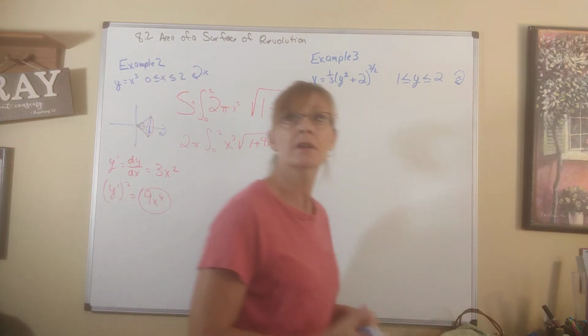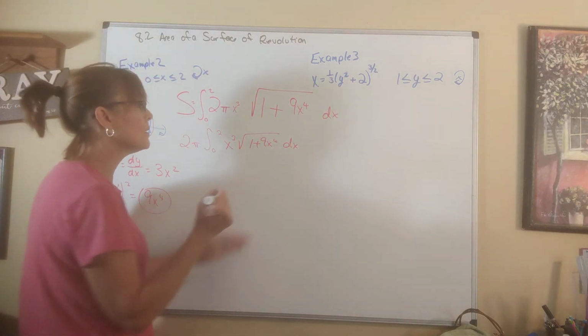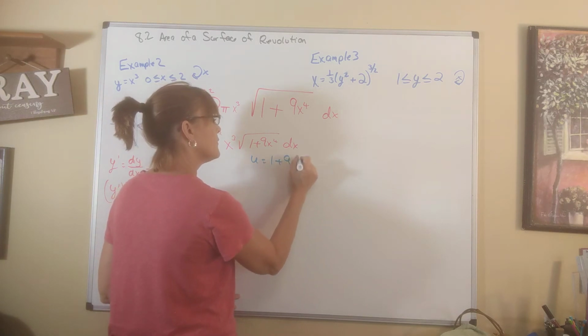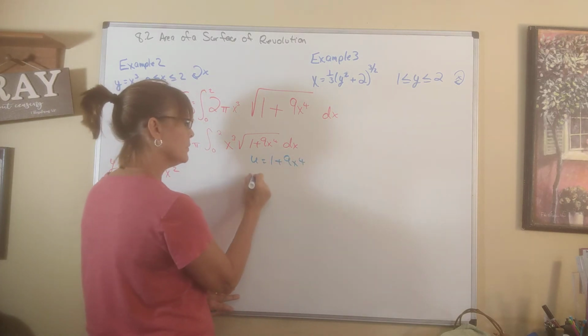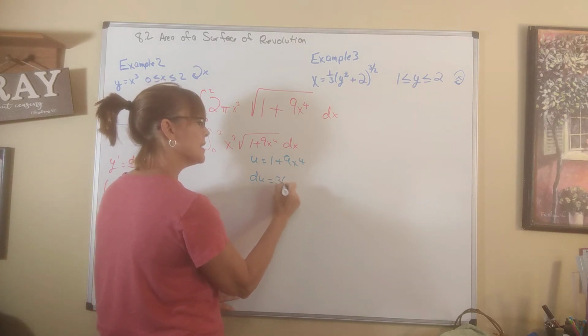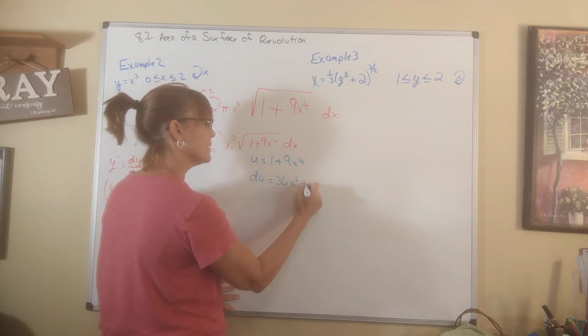Substitution is what I'll use here. And so u is going to be 1 plus 9x to the 4th. And then when I take du, I will get 36 x to the third dx.